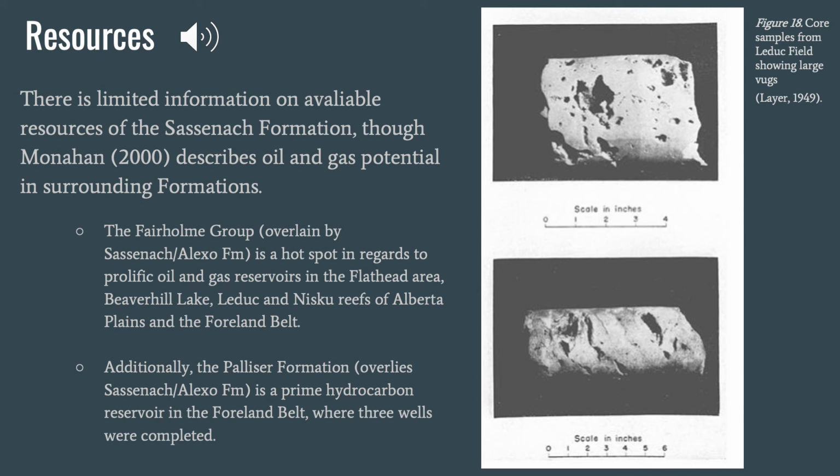The Fairholme Group, which is overlain by the Sassenach or Alexo Formation, is a hotspot in regards to the prolific oil and gas reservoirs in the Flathead area, Beaver Hill Lake, Leduc, and Nisku Reefs of Alberta Plains and the Foreland Belt. Additionally, the Palliser Formation, which overlies the Sassenach Formation and Alexo Formation, is a prime hydrocarbon reservoir for the Foreland Belt, and 3 wells were completed here. On the right-hand side in Figure 18, these are 2 core samples from the Leduc field showing very large vugs.